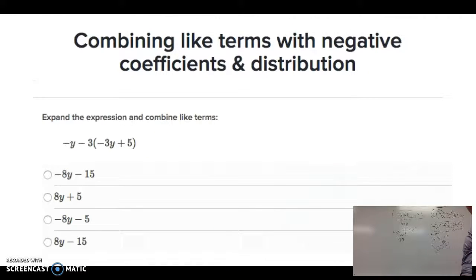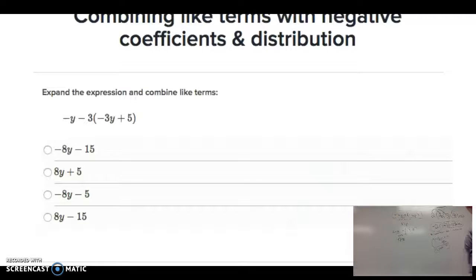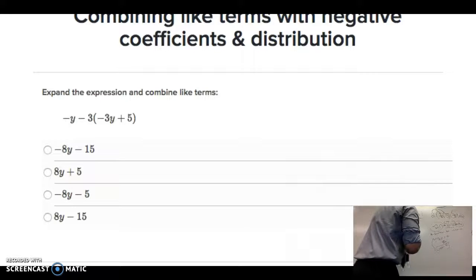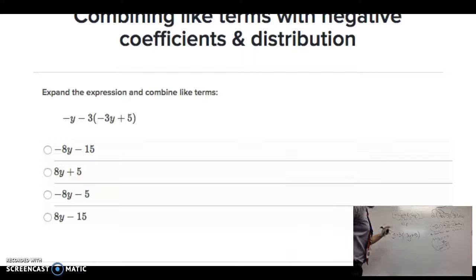Next question. All right. This will be the last one. Negative y minus, I'm going to have to erase this other problem over here. So we're going to do negative y minus 3 times the quantity, negative 3y plus 5. Now you're going to distribute that negative 3 because the negative y is already done. So if I distribute, I'm going to box in that negative 3 to help me remember. Distribute that. So negative y just stays by itself.